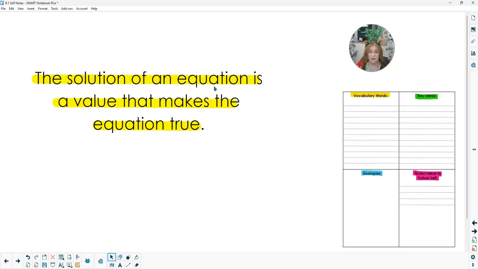So a solution of an equation is just a value that makes it true, right? Solution means you are solving it. This answers this equation.